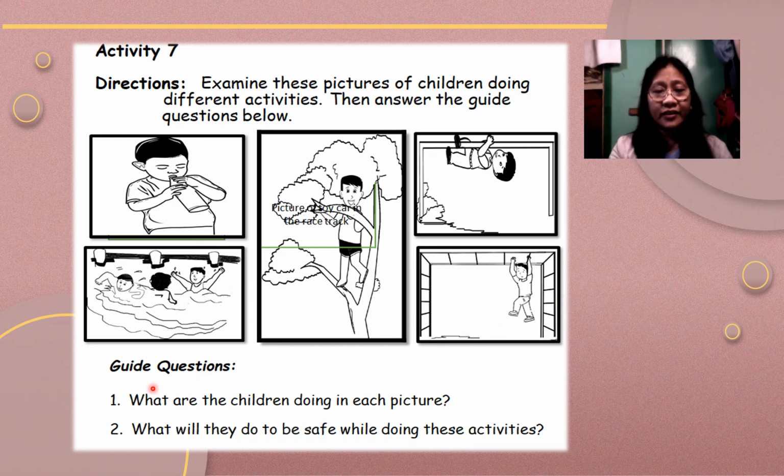Okay, questions. Number 1, what are the children doing in each picture? You have an idea now. And number 2, what will they do to be safe while doing these activities?